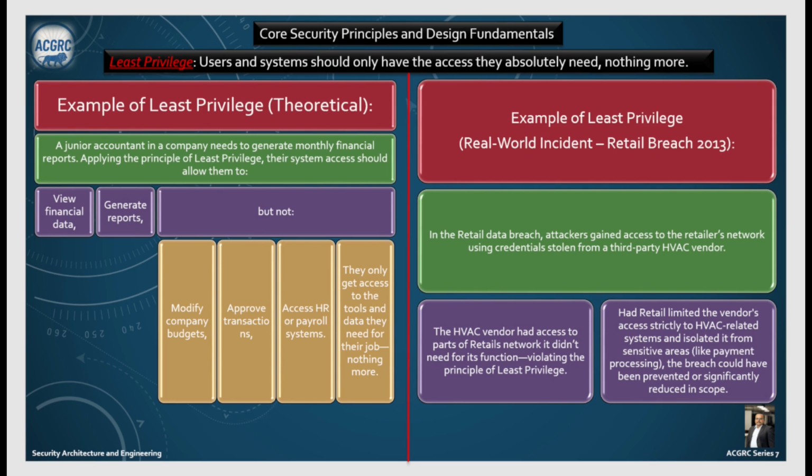in the retail data breach case of 2013, attackers gained access to the retailer's network using credentials stolen from a third party HVAC vendor. The HVAC vendor had access to parts of the retail network it didn't need for its function, thus violating the principle of least privilege. Now, had the retailer limited the vendor's access strictly to HVAC related systems and isolated it from sensitive areas like payment processing, the breach could have been prevented or significantly reduced in scope.